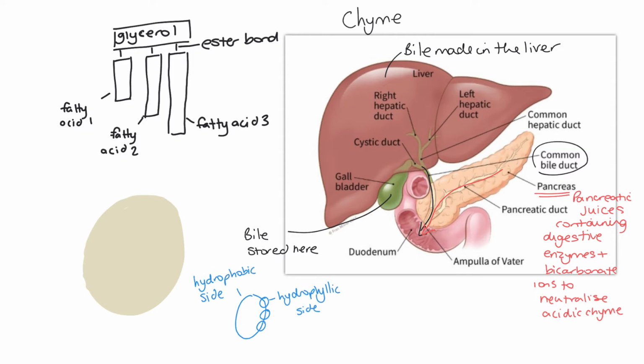So fat forms large globules. This is because it doesn't dissolve in water. It hates water. So when it comes into contact with the bile salts, the fat is actually able to form much, much smaller droplets because it is protected by the bile salt, and the hydrophobic side of the bile salt faces the fat, and the hydrophilic side of the bile salt faces the water. So you get these tiny emulsified droplets of fat.